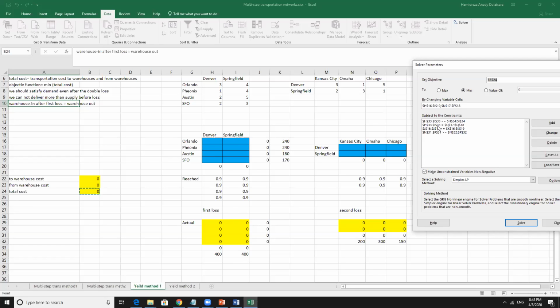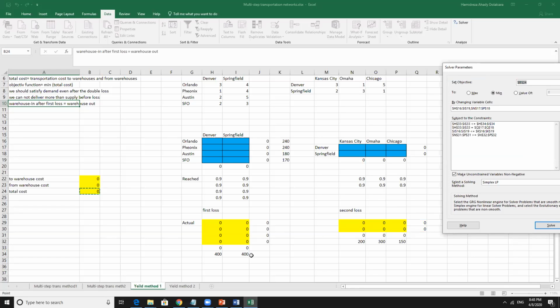H33, I33 should be equal to O17 and O18, or Q17 and Q18. So these two, H33 and I33, it's just whatever gets to the warehouse after loss, should be equal to Q17 and Q18, which is what gets out of my warehouse.